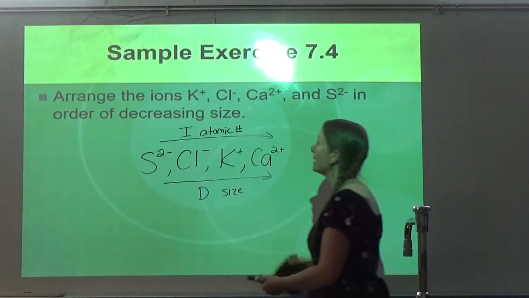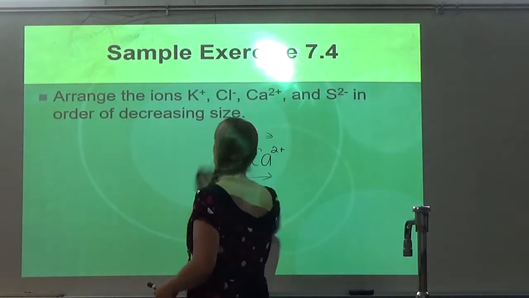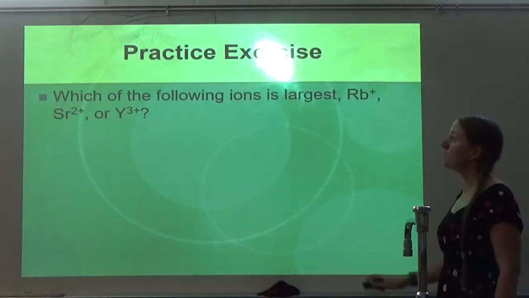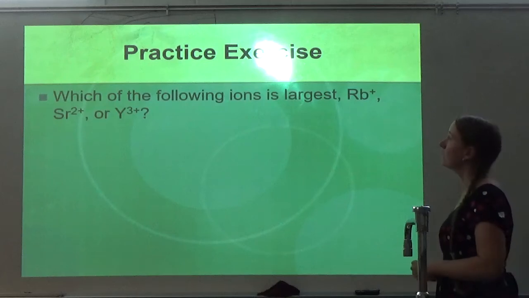Okay, so that's all I have to do. And so you just have to look at them to make sure it is isoelectronic. Just make sure they have all the same number of electrons. All right, so pause it, try this one, and then I'll assume you've done that.